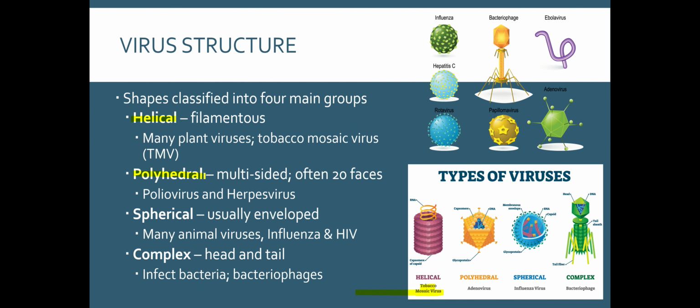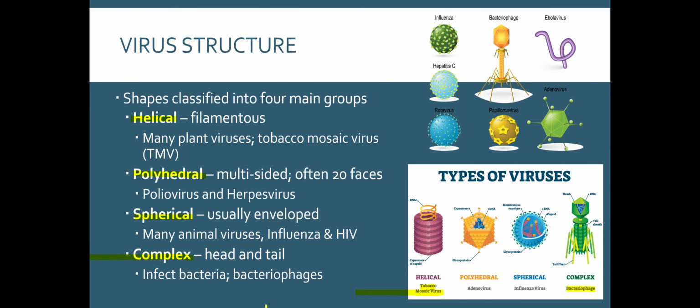They could be polyhedral, and so poly means many. These are multi-sided geometric type shapes. A lot of them are what we call icosahedral, which means they have 20 sides to them, like this adenovirus here. They could be spherical. A lot of viruses that infect humans, like the flu or HIV or the common cold, a lot of those are these spherical, and they have envelopes around them. Or they could be complex, which for the most part are these bacteriophages.